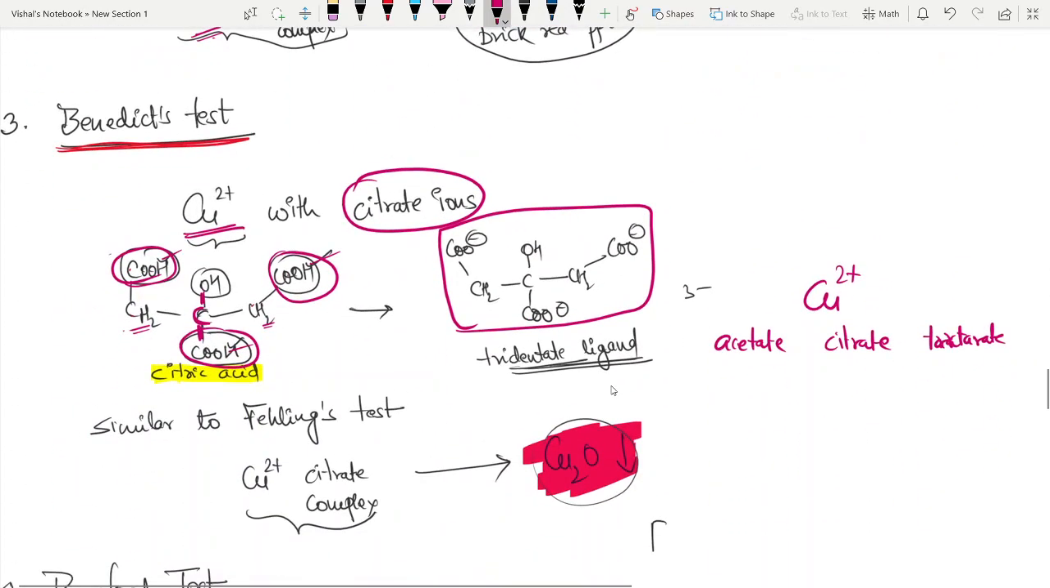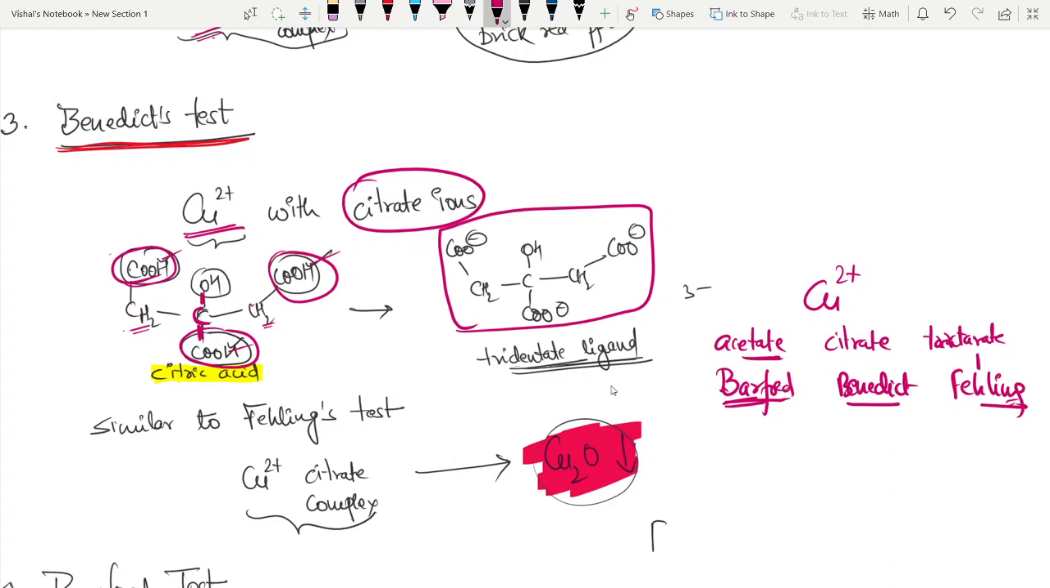Let's try to alphabetically arrange the name of the tests. So the first one will be Barfoed. It's matching Barfoed, and then citrate will match up with Benedict, and then the third one was Fehling, and it matches up with the tartarate one. So alphabetically they are in sequence, so that's how you can remember it. Barfoed comes first, then Benedict, then Fehling, and in the name of the complexing ions, acetate comes first, and then citrate, and then tartarate.